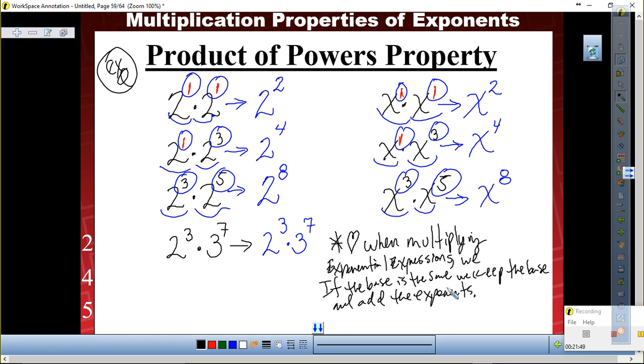Does that make sense? Let me read it again completely. When multiplying exponential expressions, okay, kind of sounds kind of weird, so if I was to take the we off, if the base is the same, we keep the base, okay, and add the exponents. Does that make sense? Yeah? All right. And at the end, just write 10q.